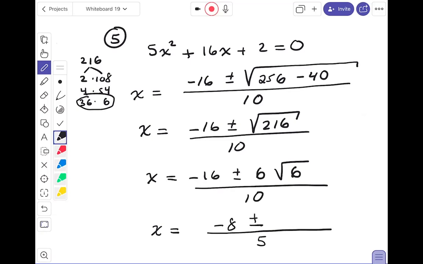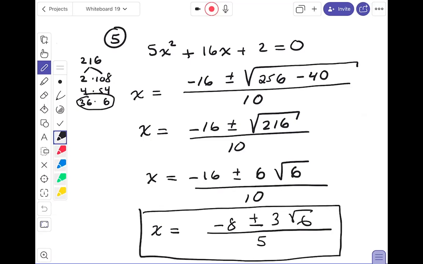Let's see. I said 2, right? 3 root 6. Put a box in this. I'm going to look to see the answer in the key, by the way. I'm seeing -8 plus or minus 3 root 6 over 5. Let's go to number 6, which will be the last question.